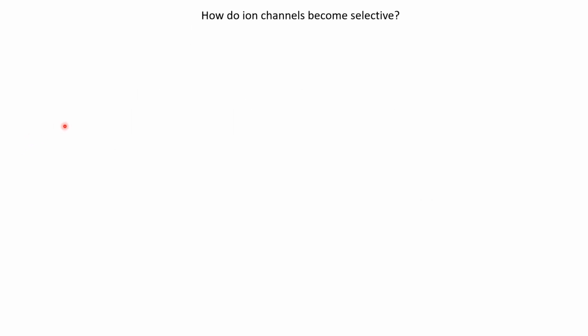So let us think about how the ion channels become selective to specific ions. For that, it would be useful to look at the sizes of the different ions. So here are the sizes of the potassium and sodium ions. The atomic radius of the potassium ion is about 0.133 nanometers, and the atomic radius of the sodium ion is about 0.095 nanometers. So it is slightly smaller than the atomic radius of the potassium ion.